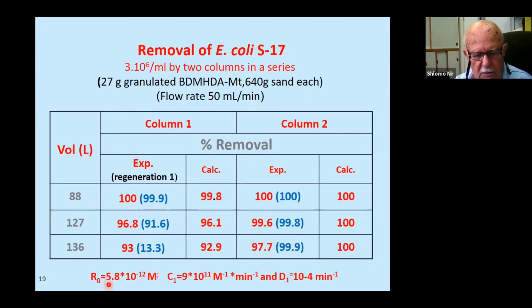Note that R0, the molar concentration of surface salts for this bacterium, is very small in comparison with a chemical pollutant. This is because the bacterium is a large particle relative to molecular pollutants. In compensation, its forward rate of adsorption, C1, is also very large, and the rate constant of desorption is quite small.